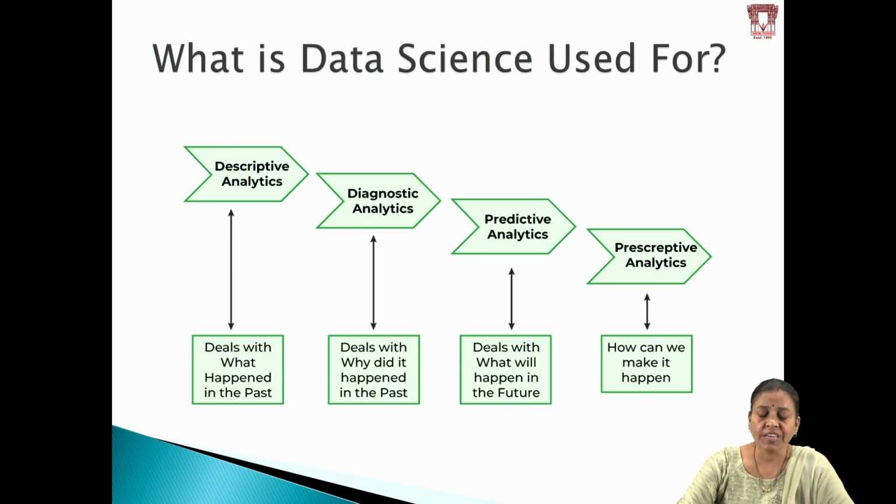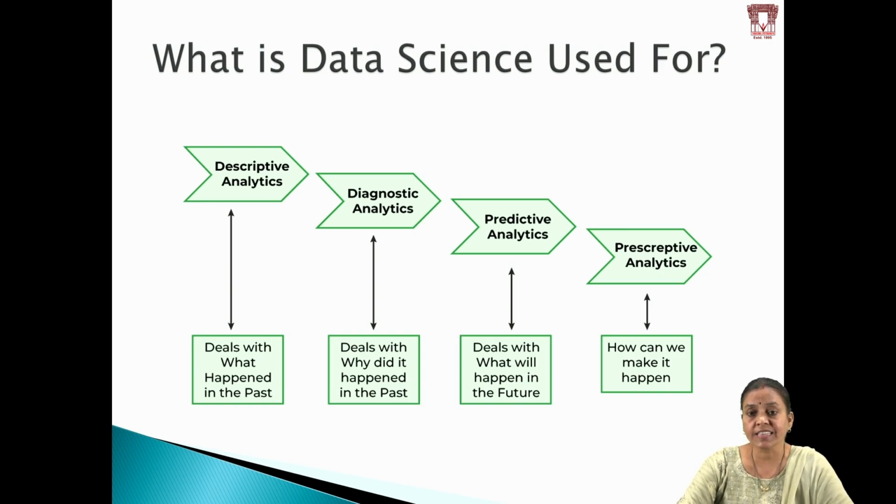Diagnostic analytics deals with why it happened in the past. What is the major reason why it had happened, so that we can take the necessary steps in the future. The next one is predictive analytics. Predictive analytics deals with what will happen in the future. Based upon the existing data, we are analyzing the future data, what is going to happen.